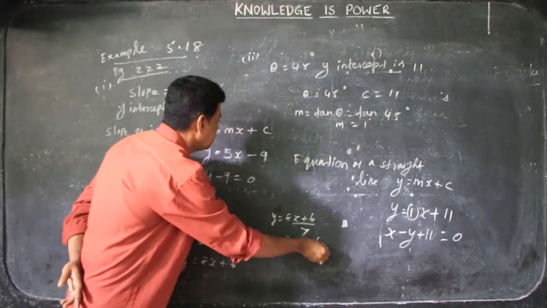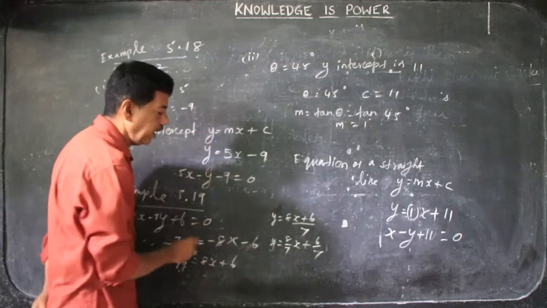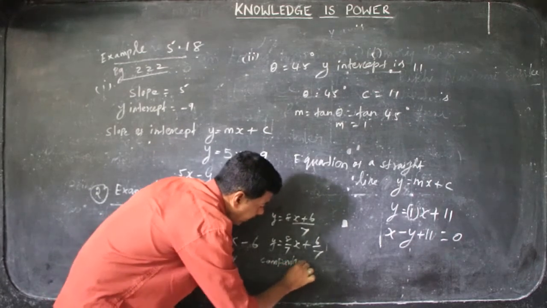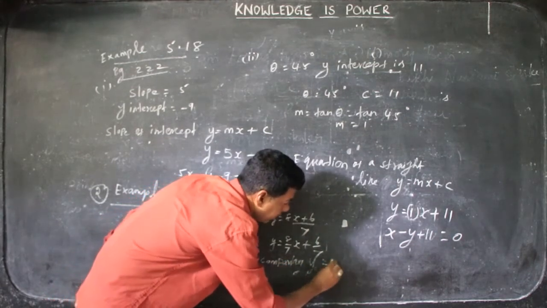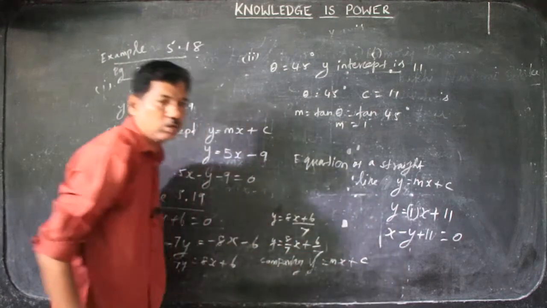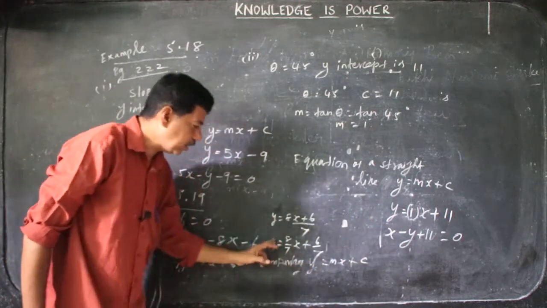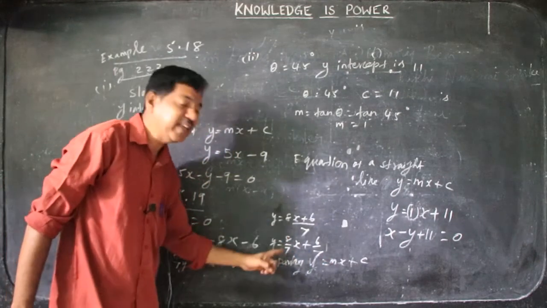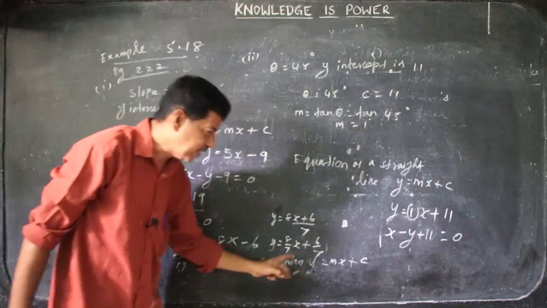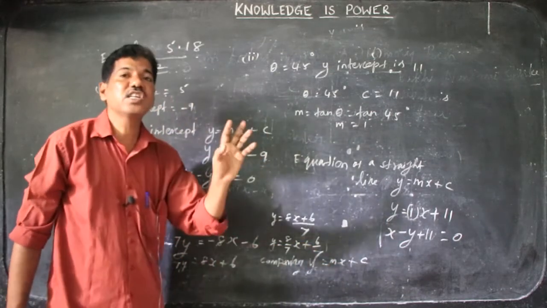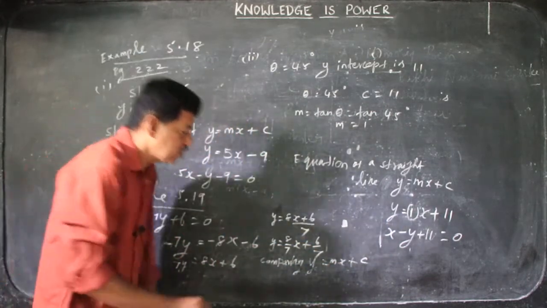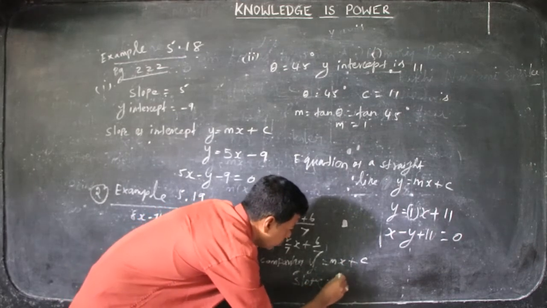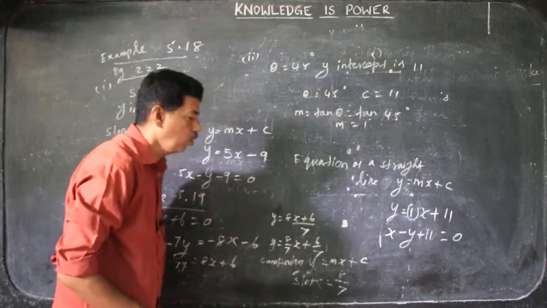Now you compare this equation. Comparing y equal to mx plus c. Y equal to mx plus c. We compared these two equations. What is in the place of m? 8 by 7. What is in the place of c? 6 by 7. Therefore, slope equal to 8 by 7.